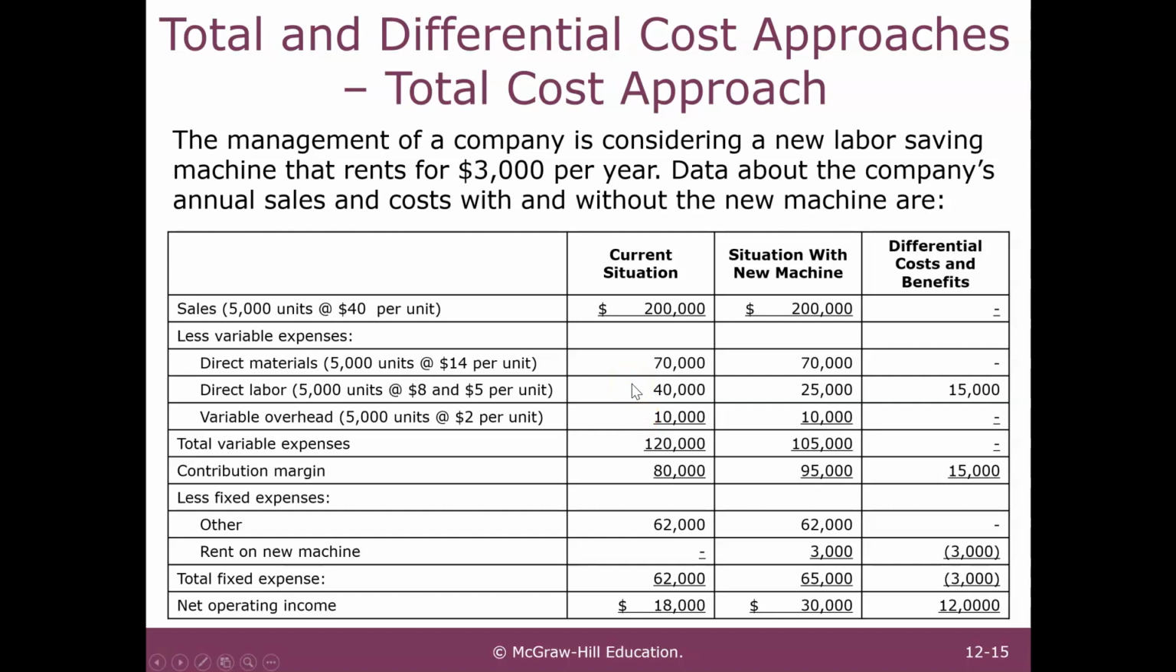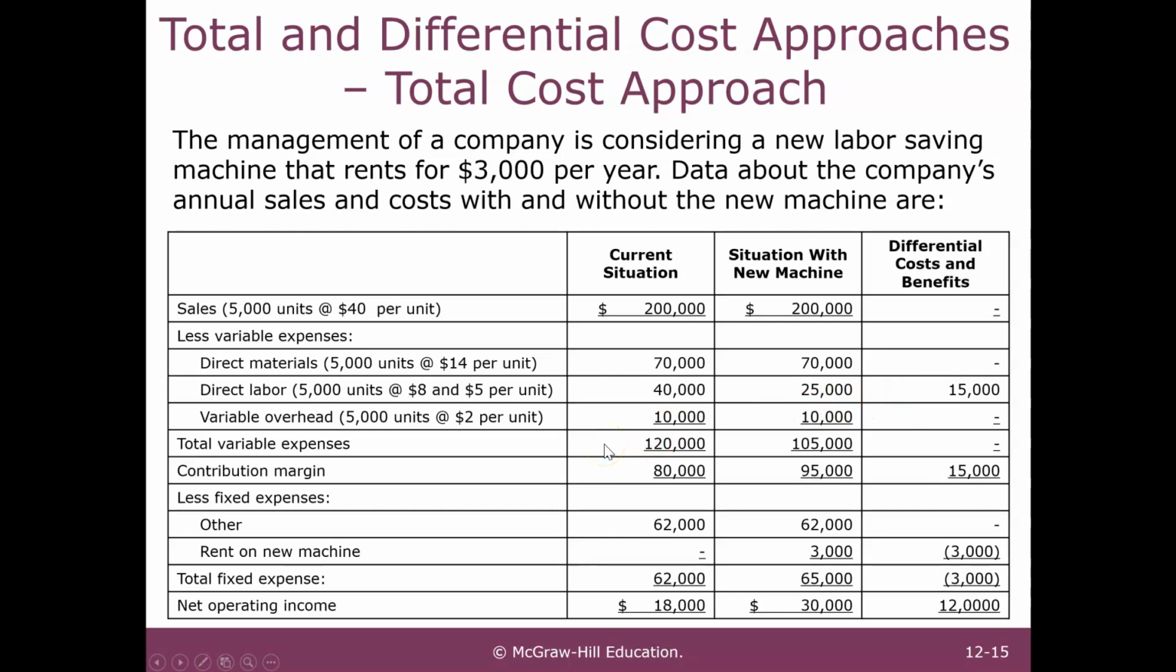But this machine saves on labor. So instead of labor being $40,000, under this new situation where they rent this machine for $3,000 a year, labor is only going to be $25,000. The difference between $40,000 and $25,000 is $15,000. That is the differential cost or benefit.